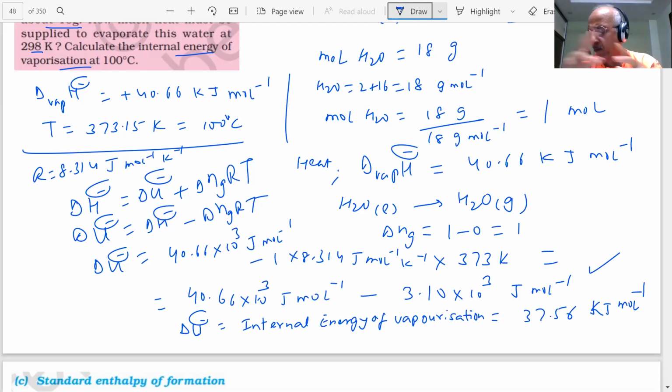Any doubt? No, sir. Okay, then we will continue next time with the further chapter on different types of enthalpies, combustion, formation, etc. We will study and do some problems on that, including Hess's law of heat summation, which will be there in the paper. Important questions will be solved.